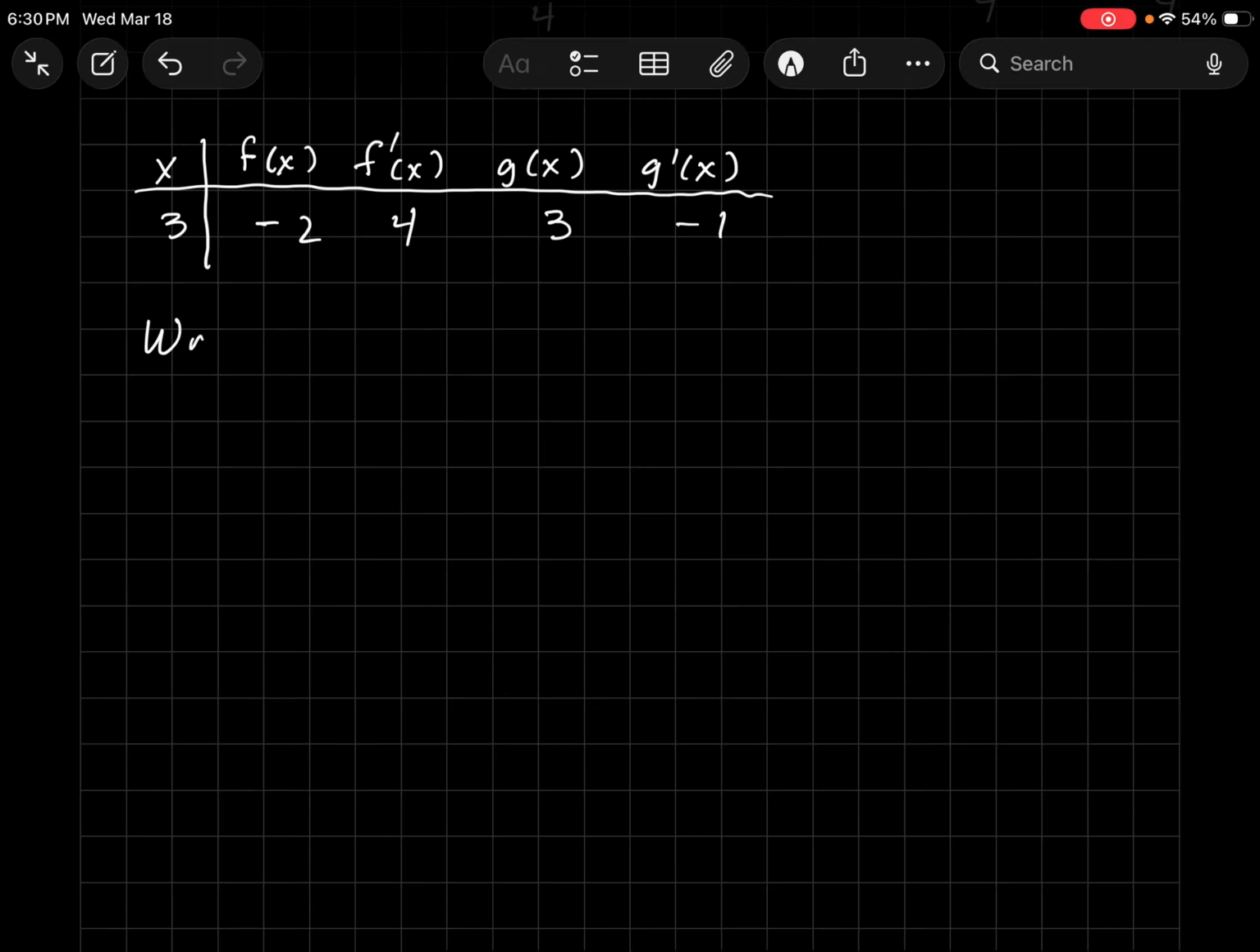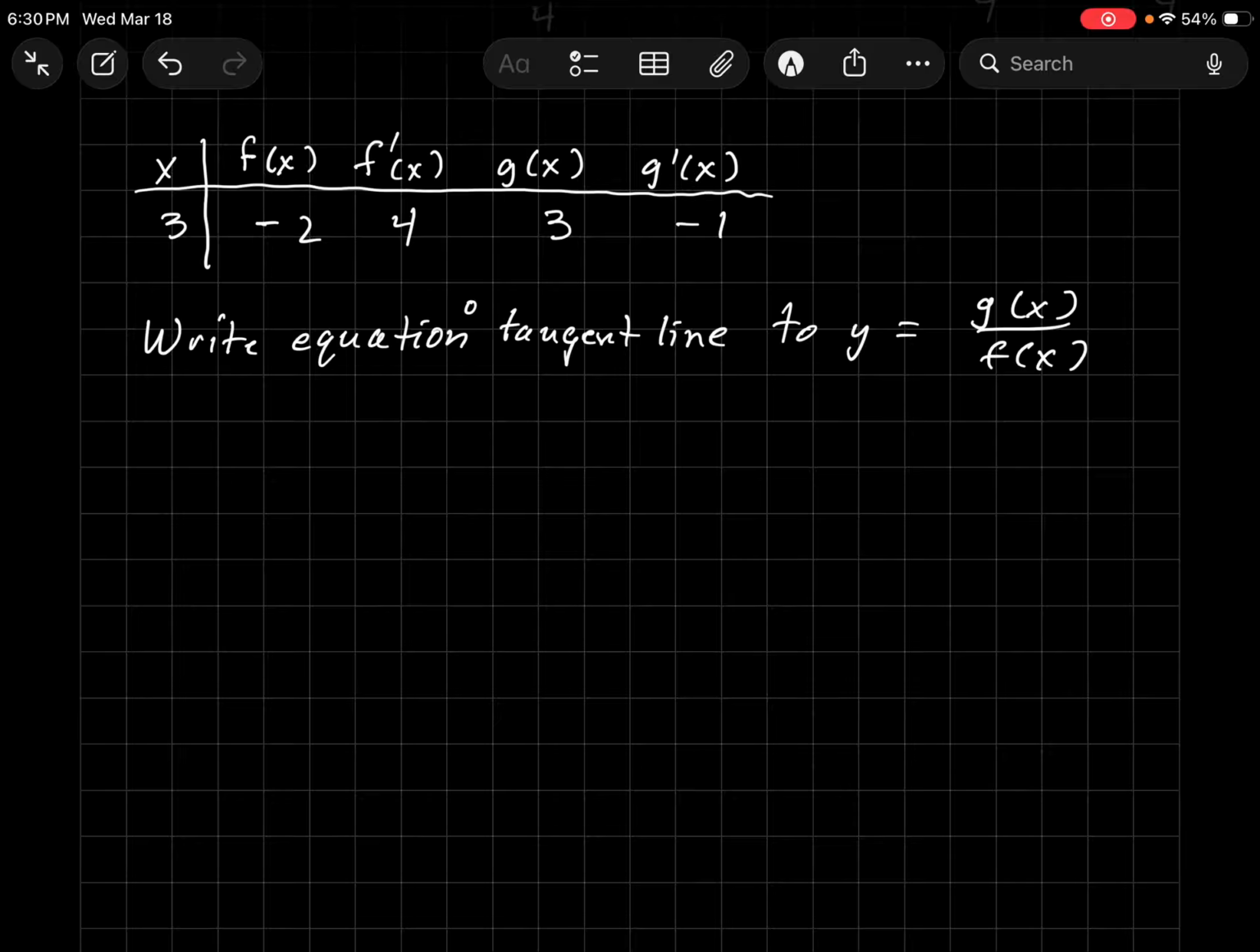And let's write the equation of the tangent line, to the function y equals g of x over f of x. And I'm going to put a little box there just because it was bothering me. And we'll do this at the point x equals 3, of course. That's the only x value that I gave you.